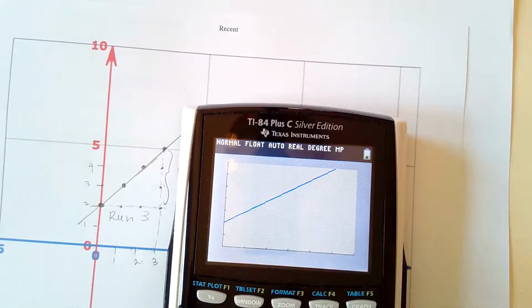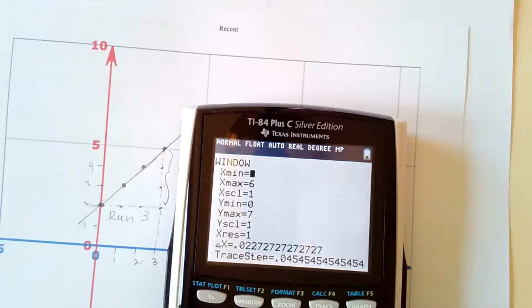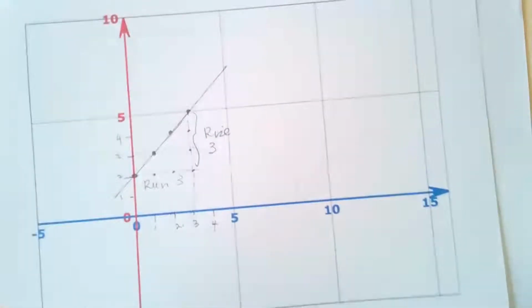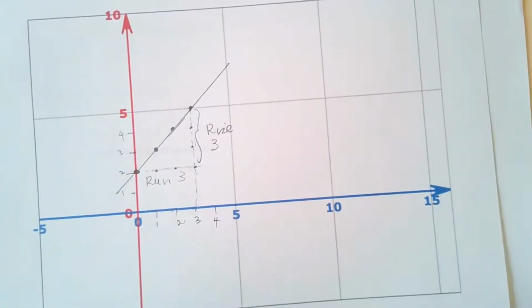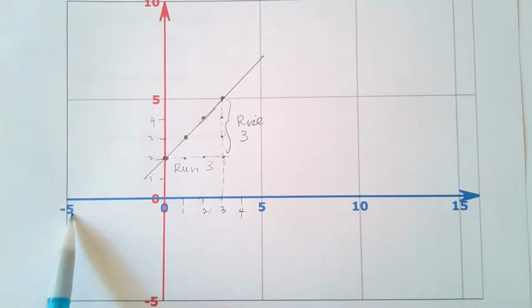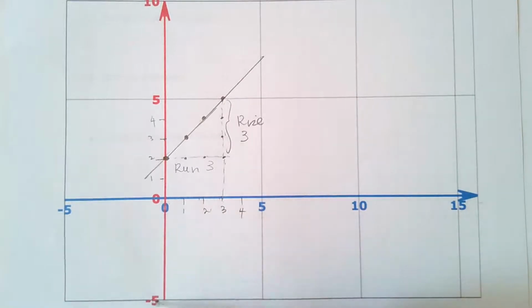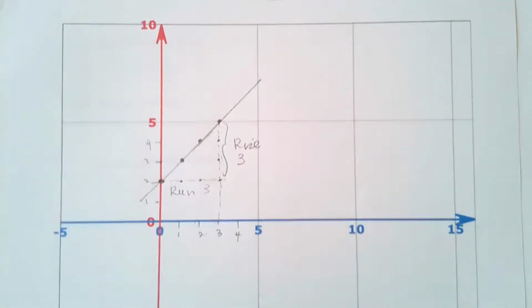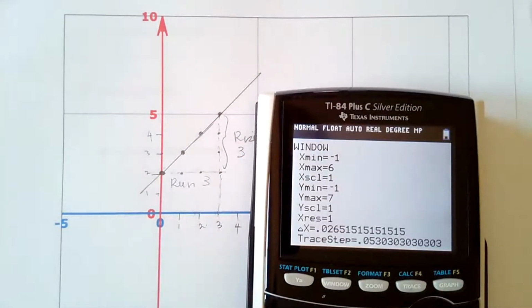Now, I can change my window to give you a little more clarity here. And here we have -1. Or I can put -5, as we have in our scale. I'll use a window almost exactly as what's here. Here I have my scale from -5 to 15, and it's from -5 to 10. So let's do that. So x minimum is -5.